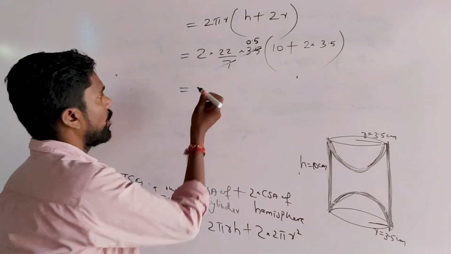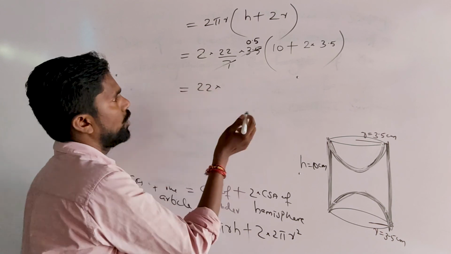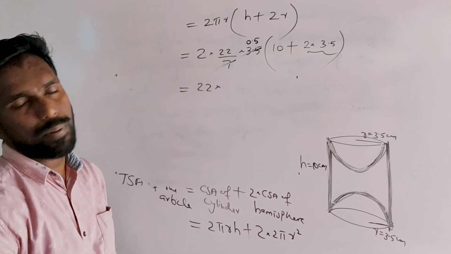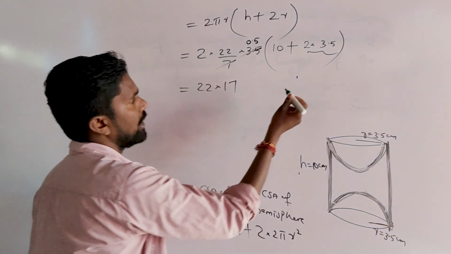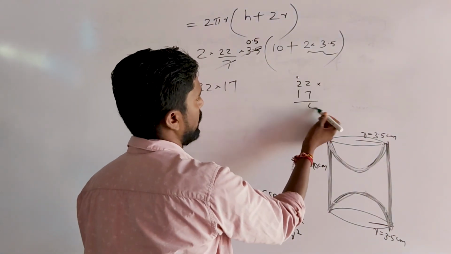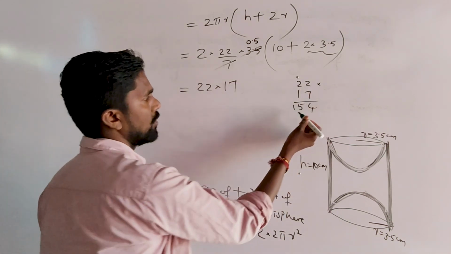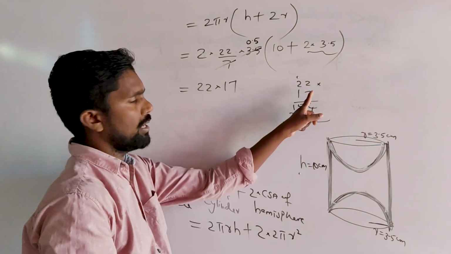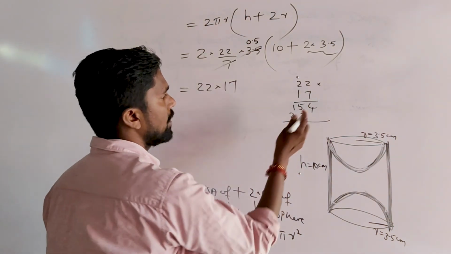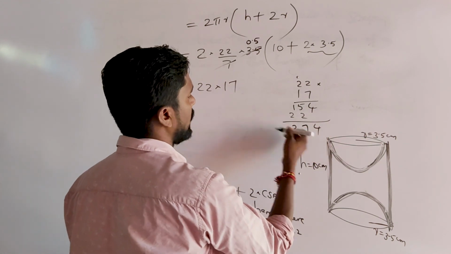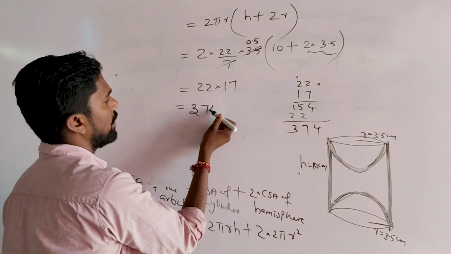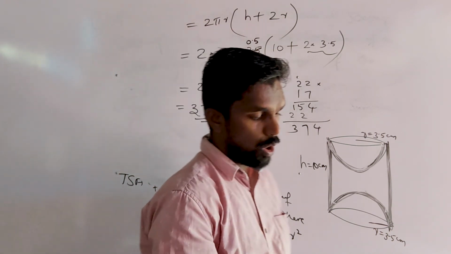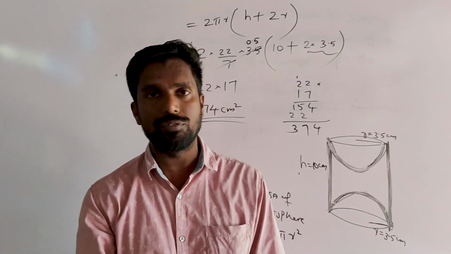1 into 22, 22 into 3.5 into 2, that is 7. 7 plus 10 is 17. 22 into 17: 2 into 7 is 14, 4 and carry 1; 2 into 1, 2, plus 1 is 3; then 2 into 7 is 14, 14 plus 1, 15, then 4 and 7, 3. That is 374 centimeter square. This is the total surface area of the article.